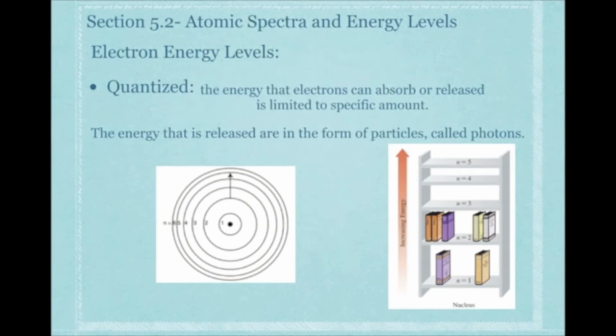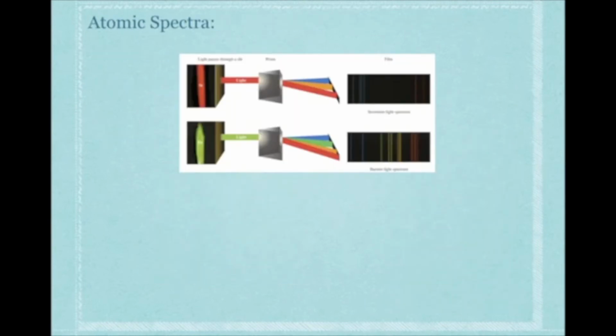Now, how do we see this? Why do we care? Well, we care because it allows us to create what's called an atomic spectra. If you look at all of those different little lines on the black graph on the far right-hand side, each of those colors represents specific amounts of energy. Each photon produces a specific wavelength and therefore a very specific color.